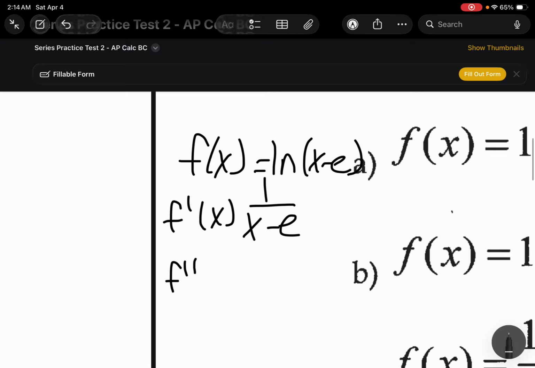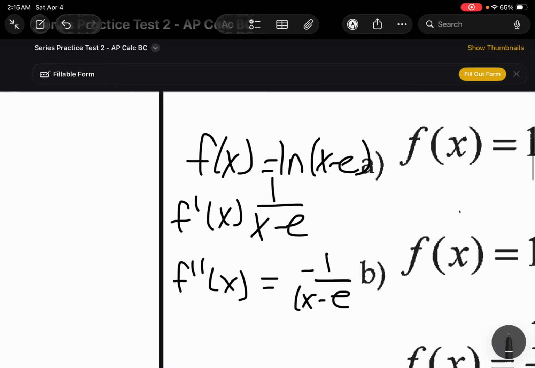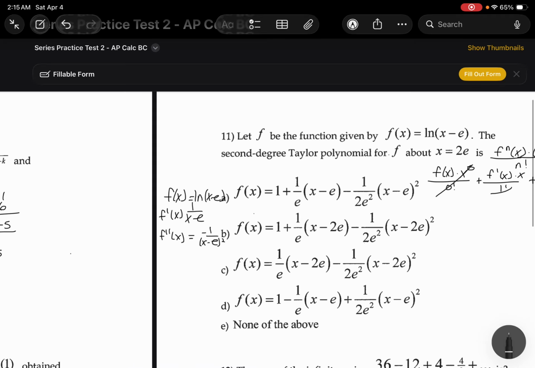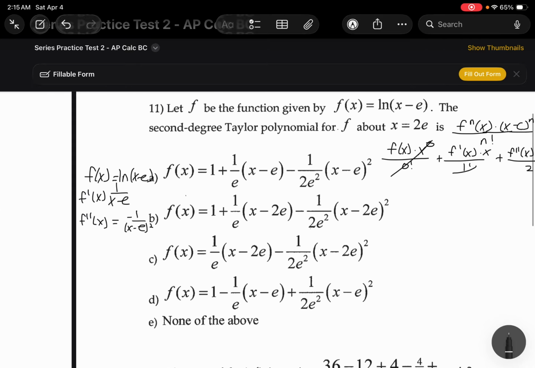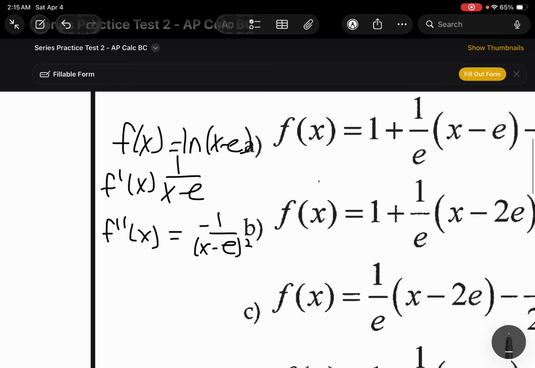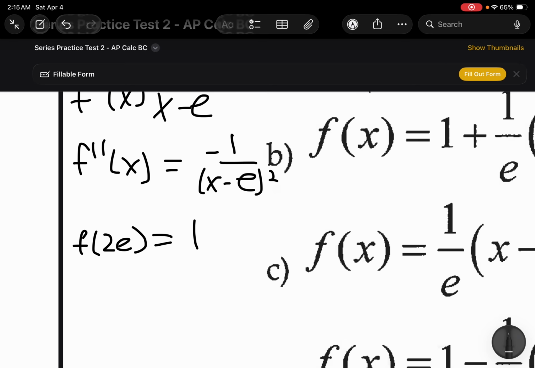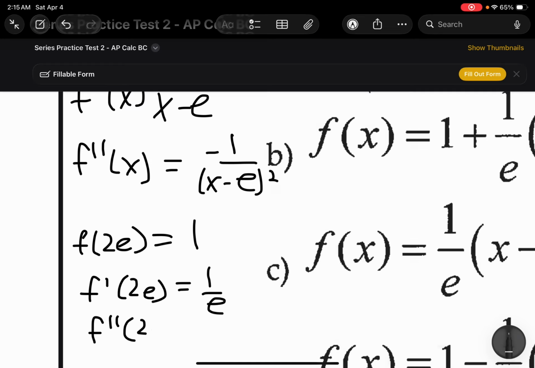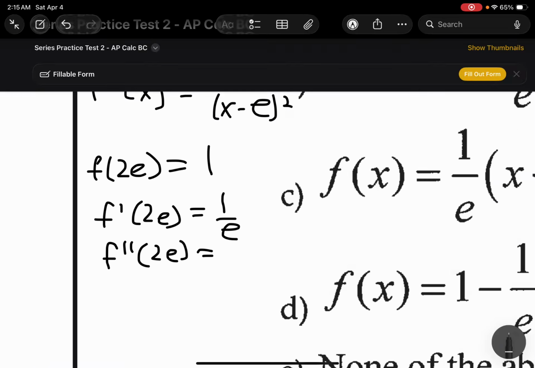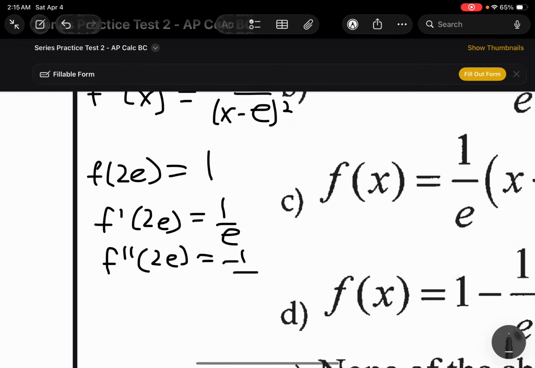And then the 2nd derivative of that, that one you guys can figure out, is going to be negative 1 over x minus e squared. And then now we're trying to evaluate that at x equals 2e. So f of 2e, you guys can algebraically solve that. That's just going to be 1. F prime of 2e is 1 over e. And f double prime of 2e is equal to negative 1 over e squared.